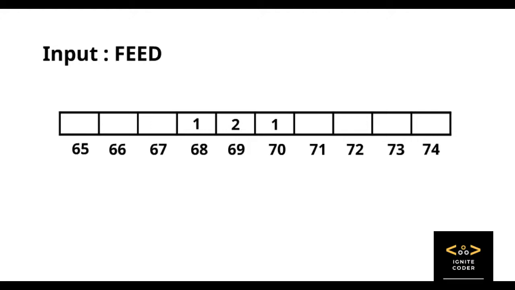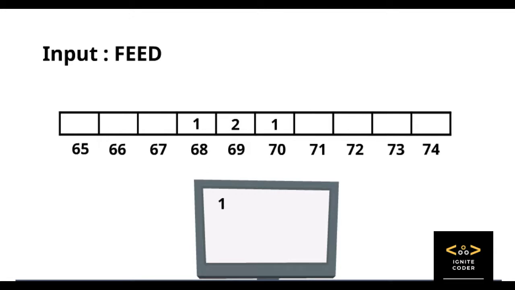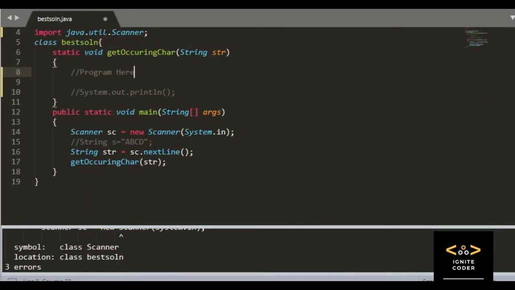Now we have to give an output. We take each character from the string, go to the corresponding index number and fetch the value from it. Now let's write the code for it. As always, we have used the Scanner class to take input, and getOccurringChar is where we have to write our program. In our first step, we have to initialize two variables: one is the count array and another is the length of the string. So let's do that.